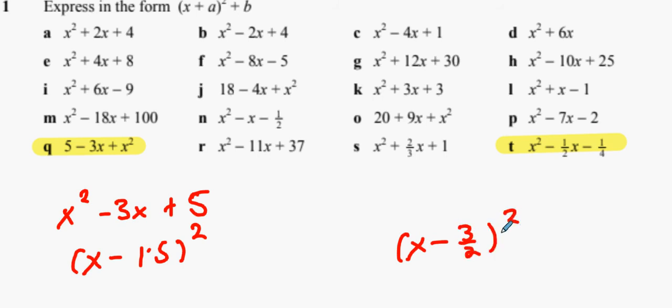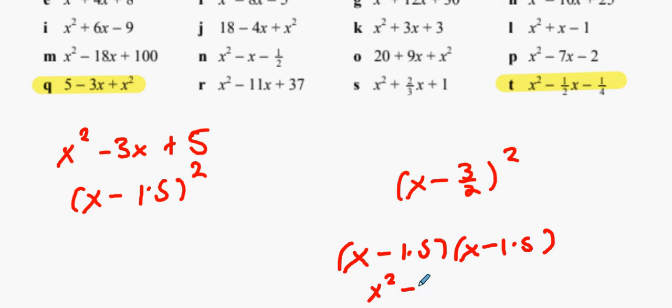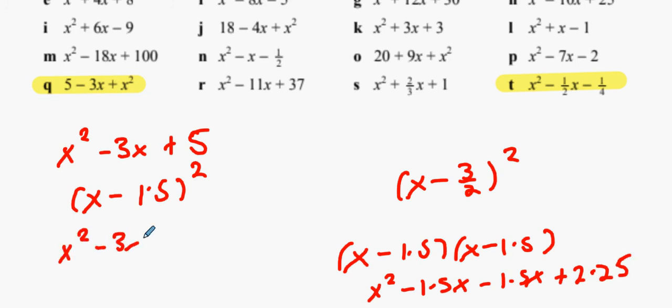That's the only difference, isn't it? That it's a fraction instead of a whole number. Right, let's multiply this out by itself. What is x minus 1.5 multiplied by x minus 1.5? What do we get? x squared minus 1.5x minus 1.5x and then 1.5 multiplied by 1.5? 2.25. So we're going to get x squared minus 3x plus 2.25.